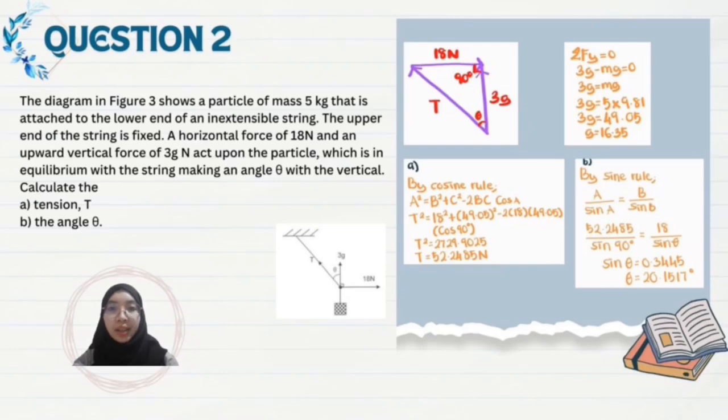So, by sine rule, A over sine A equal to B over sine B. So, we substitute in the formula. 52.2485 over sine 19 equal to 18 over sine theta. Sine theta equal to 0.3445. Therefore, theta equal to 20.1517 degree.